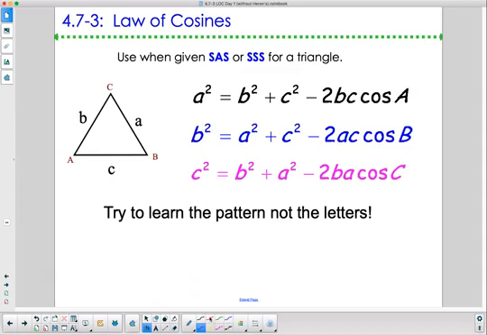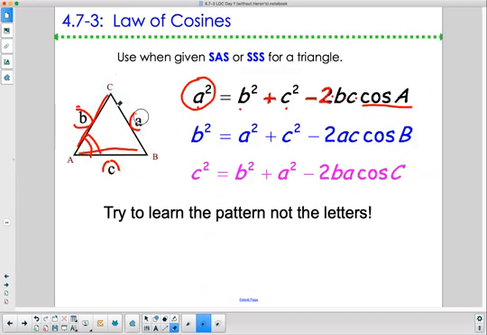Let's look at that first one and talk about what's in this pattern. If you use the equation that starts with A squared, you're looking at this side. This side squared is equal to this side squared plus this side squared minus two times this side times this side times the cosine of the angle in between them. A squared equals the other two sides squared and added, then you take away 2 times these two sides multiplied by each other and by the cosine of the angle in between them. Try and learn that pattern.